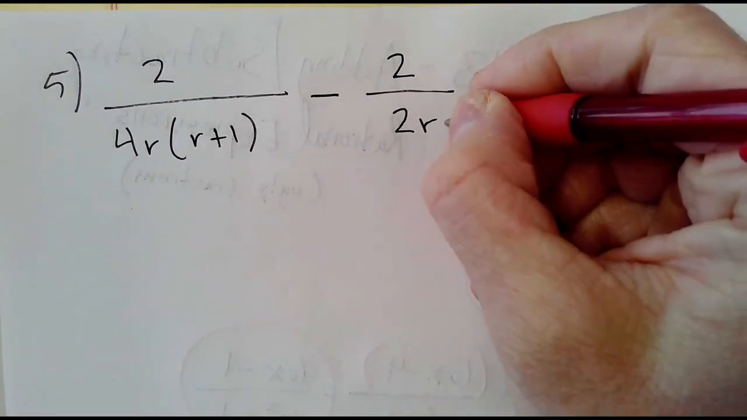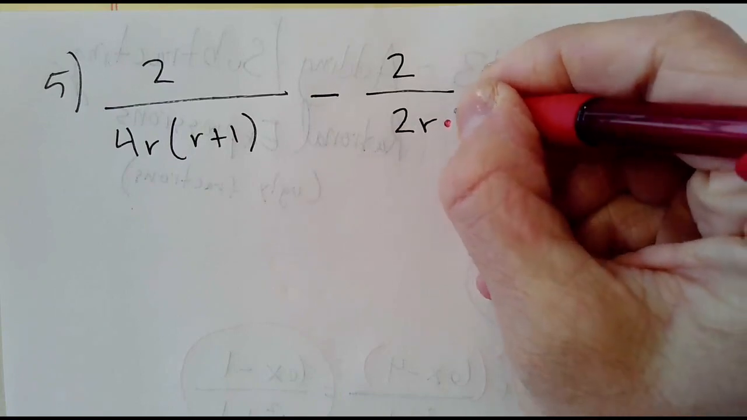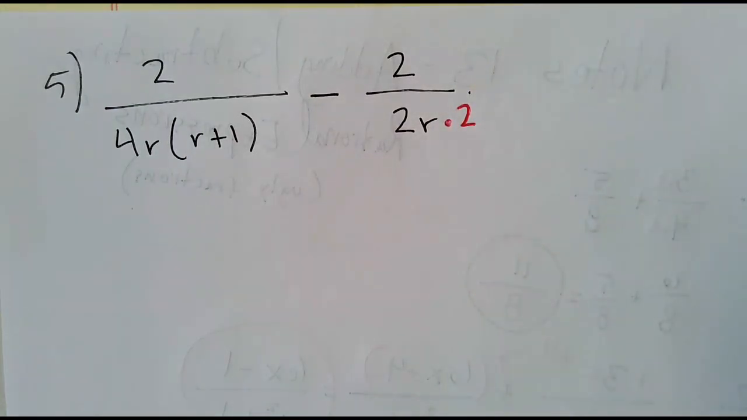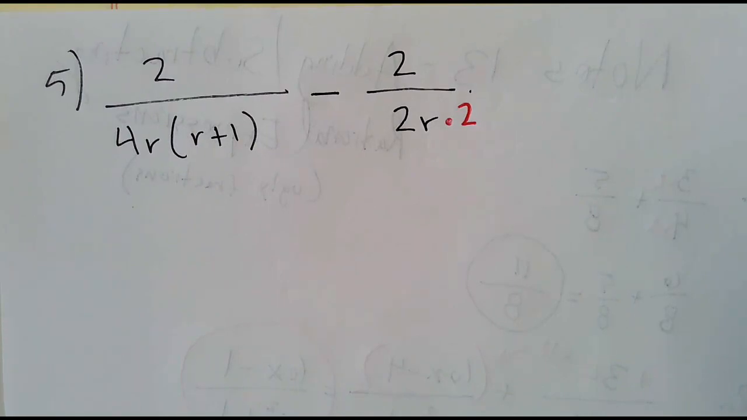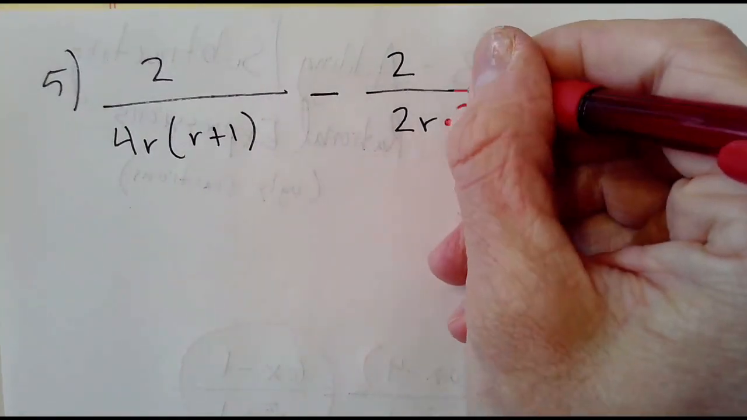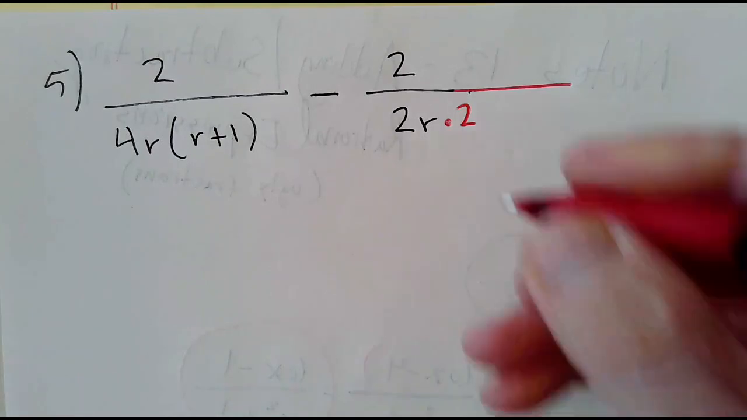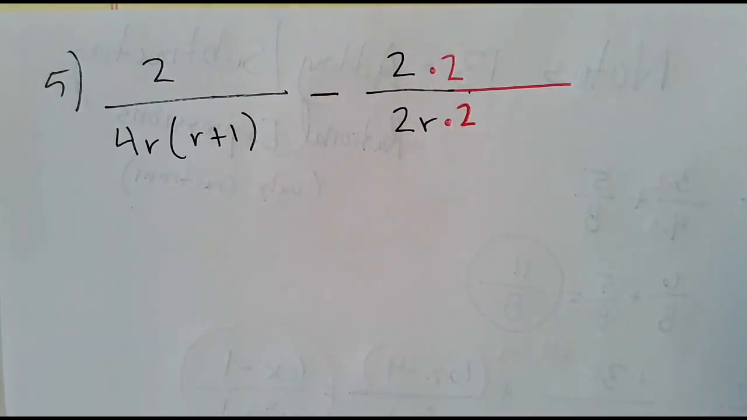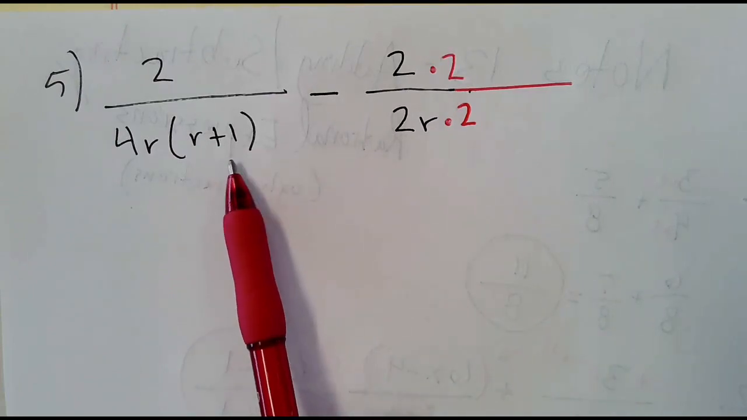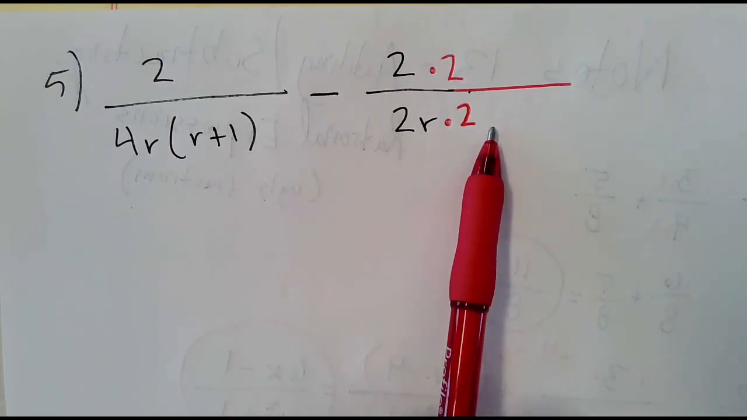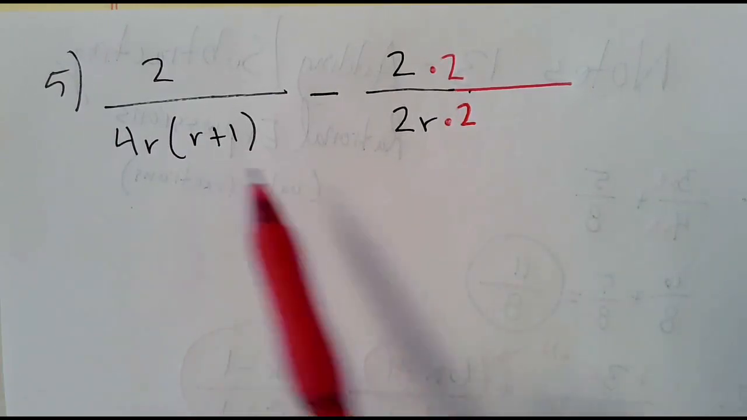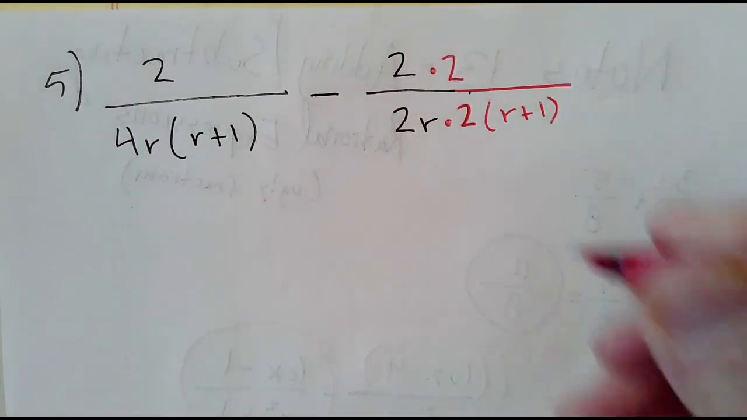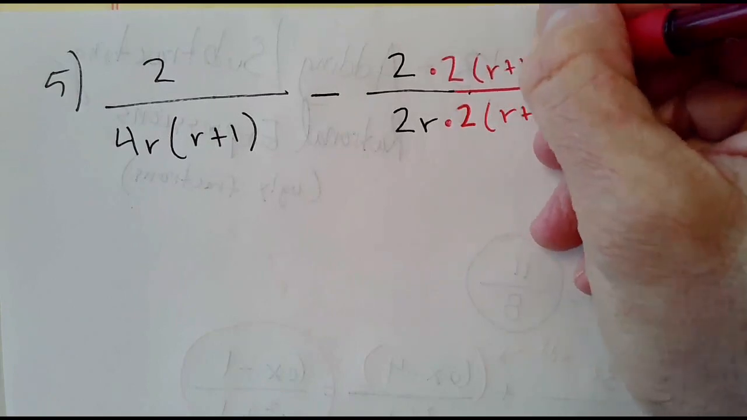So on this fraction, I'm going to multiply that bottom by 2, so I can have 4r, just like the first fraction. Now I've got my 4r. I'm going to extend the fraction bar, but I have to do that on top as well. Can't forget. And what else is missing from the first fraction that I need over here? We need the r plus 1. So put that on there too. Multiply that on top and bottom.